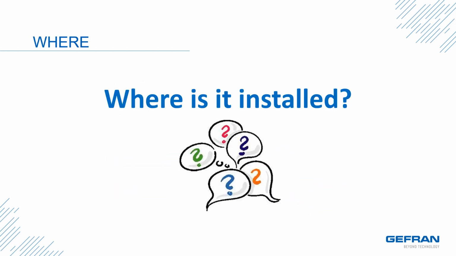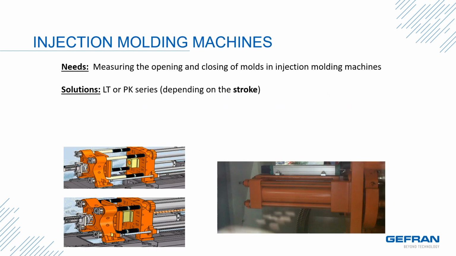Next, we will take a look at where some of these types of sensors are installed. They are used to measure the opening and closing of molds in injection molding machines. Our long stroke sensor styles LT or PK are ideal for this, depending on the stroke.